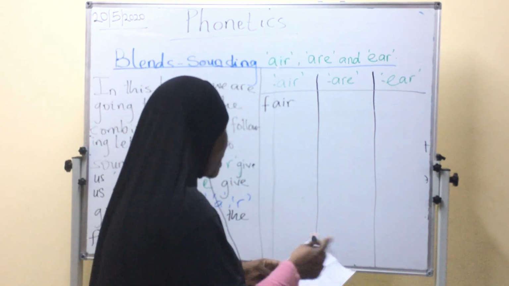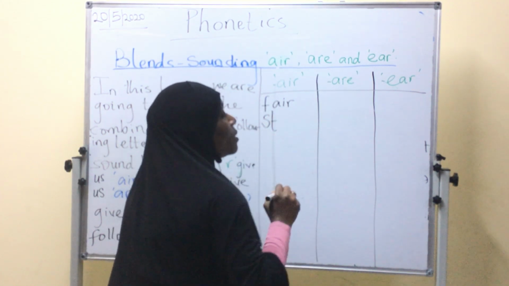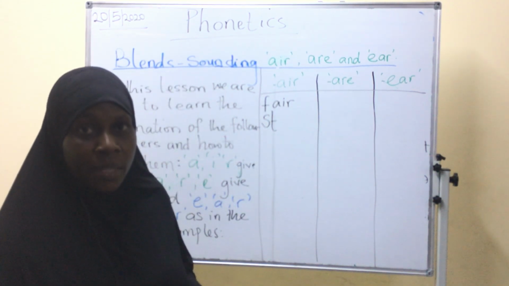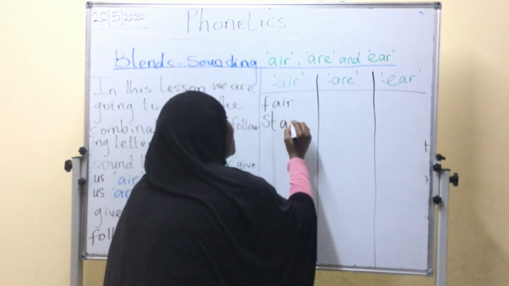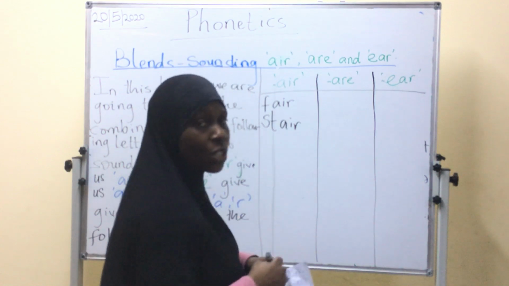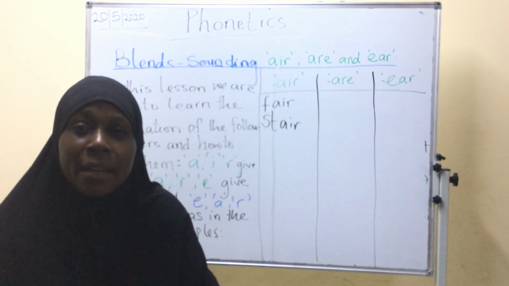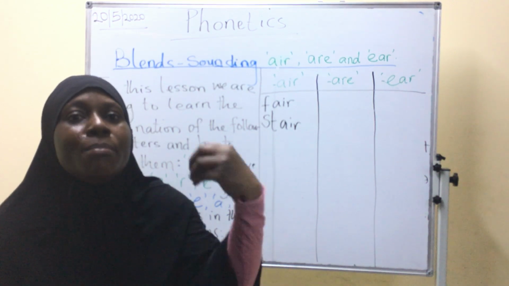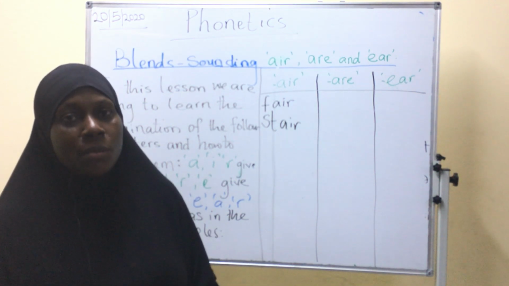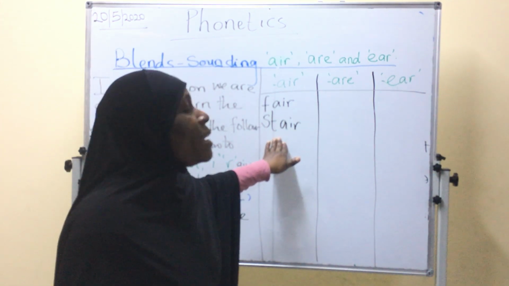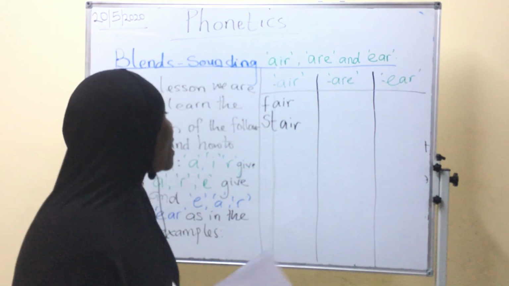Then we have another one. We have ST, giving us st. And of course we have air here. So we bring our air here. It gives us what? Stare. So it's not steer. Some say steer. If you are saying steer, you are sounding another word, which is different from this. So this one is what? Stare.